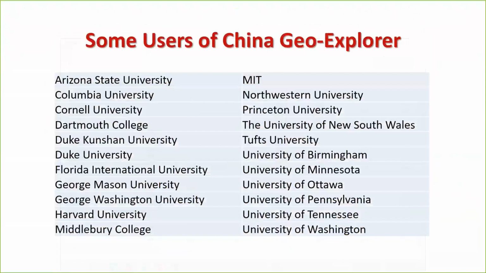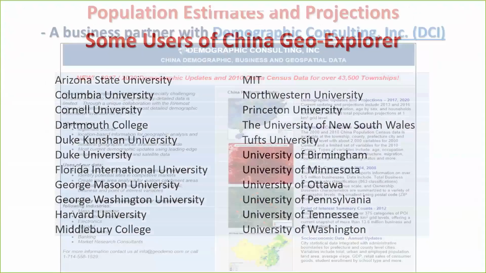Finally, who is using the China Explorer? Here is a list of some users of the China Explorer. From the list, you can find our users range from very top-end universities, like Harvard and MIT, to small private colleges, from public universities to private universities, and also to some non-profit organizations. Our users are across the US, North America, Europe, Asia, and all over the world.